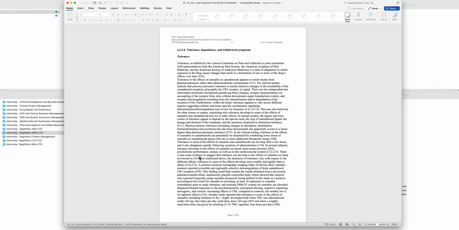Then when we look into the local tolerance, this is where we are looking into, again, the effect of the drug on, for example, other systems like the gastrointestinal system. So now we refer to studies that we have done by the company, or any study that has been done outside of our company but on the same drug as well. This is why the review of literature is a primordial task, a primordial job when we are preparing our submissions. And of course, here I'm talking about module 4.2.3.6, where we are going to look into existing information.